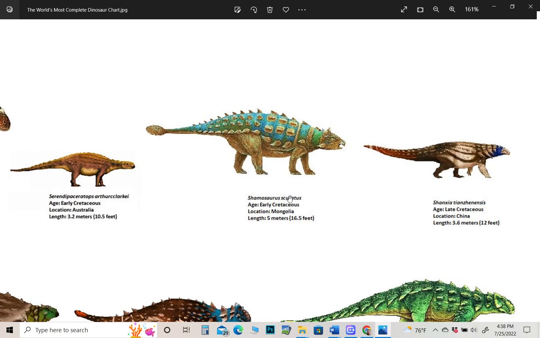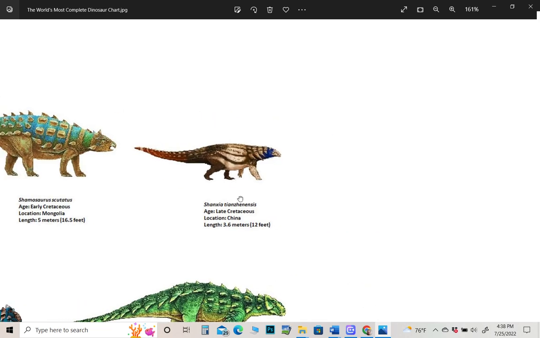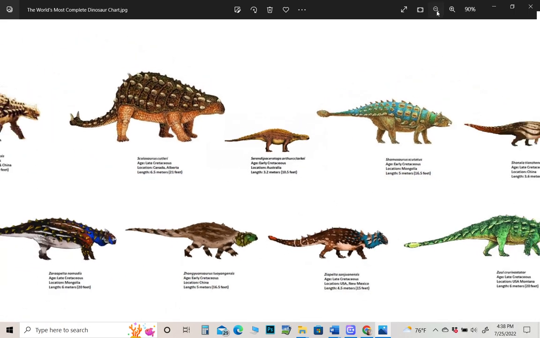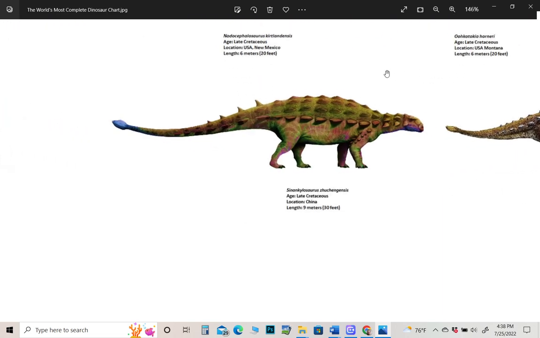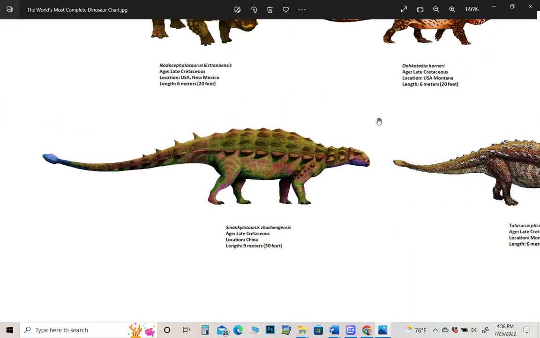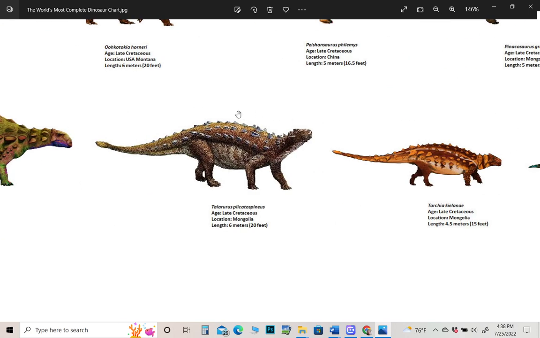Kunbarrasaurus, it's from Australia, by the way. A lot of the specimens in Australia are not well preserved for whatever reason, which is why they could only get partial remains from it. Shamosaurus, Shanxia, next line, which is the last line. Zhejiangosaurus, which is a very large ankylosaur from China, discovered, I think, last year, or the year before, either one. I think it might have been last year.